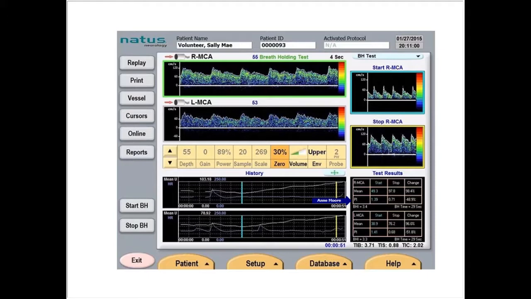Now, there's a decrease in the pulsatility index from 1.39 to 0.79, or 49% decrease, and that's just because end diastole has increased. We see similar findings in the left MCA, and as you notice, the breath holding index is 3.4 on the right and 3.3 on the left, which is normal.